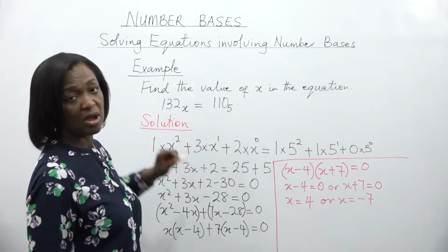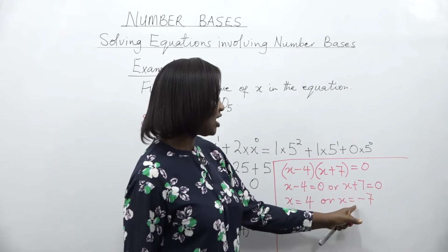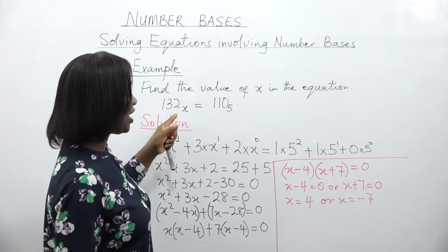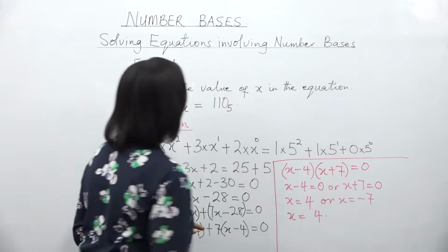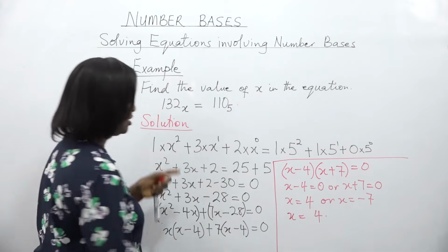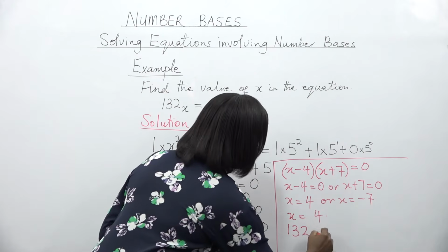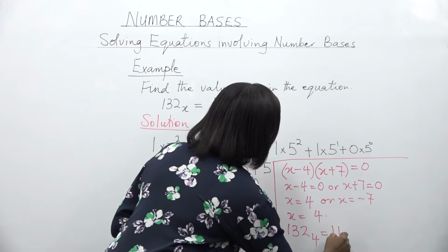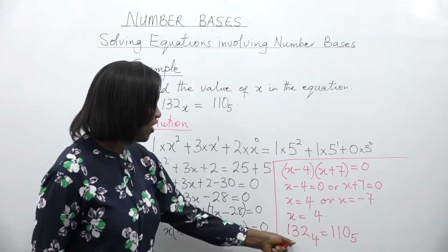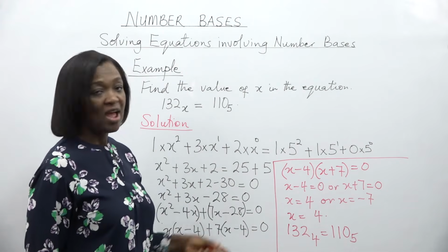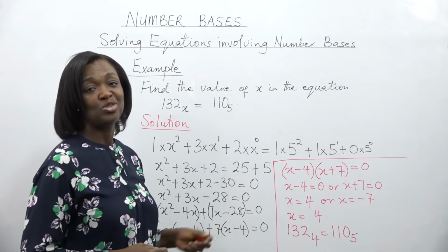We're looking for the base of a number, and the base of a number cannot be negative, so you disregard x equals minus 7. That means that this number is written to base 4. So x is equal to 4. So finally, we have our answer stating that 132 base 4 is equal to 110 base 5. You could check this out, convert both numbers to base 10, and you would see that they're actually equal. Very easy. You just need to practice.